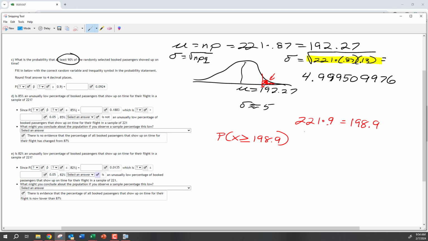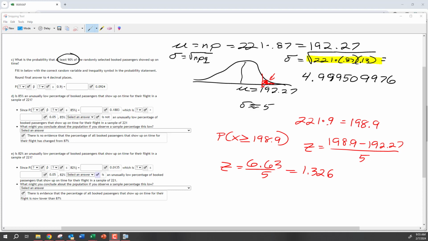So if we were going to calculate our z-score, it would be our x value, 198.9, minus the 192.27, because that's our mean, and we would divide that by the standard deviation. Again, I'm just going to do 5 to make the math easier. And that gives us a z-score of 1.326, roughly, because obviously we've rounded our standard deviation by quite a bit. So that tells us that having at least 90% show up on time is 1.326 standard deviations above the mean.